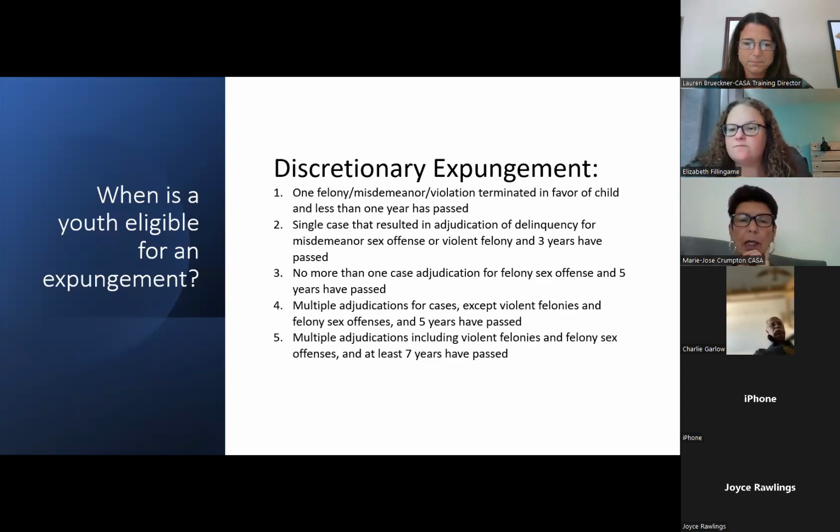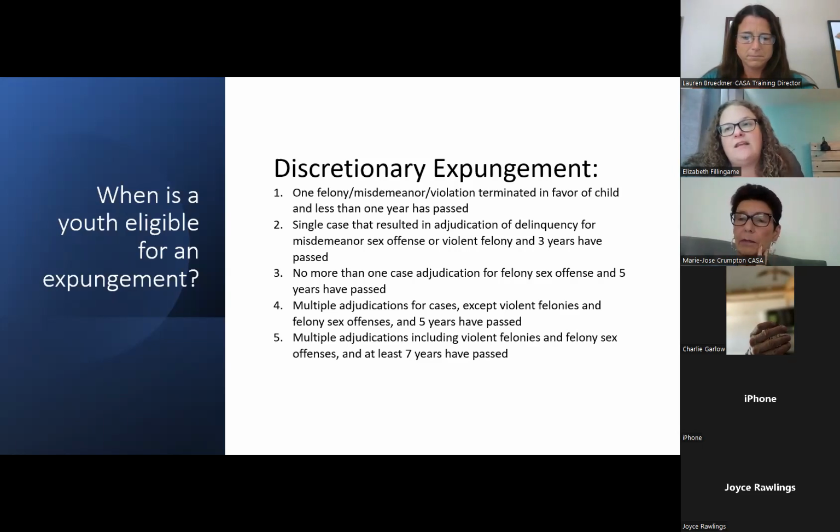I have a question. If we look at number 4 and number 5, so those multiple adjudications for cases, 5 years have passed as of the date the case was resolved in court. And then number 5 is 7 years after the case has been resolved. So that means most of the time the child will be over 18 years of age, and they still can be discretionary expunged, those cases, even though the child is then an adult. Correct. They still have to wait those 7 years.